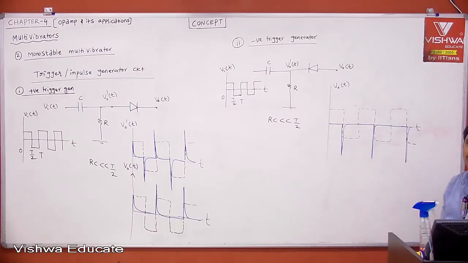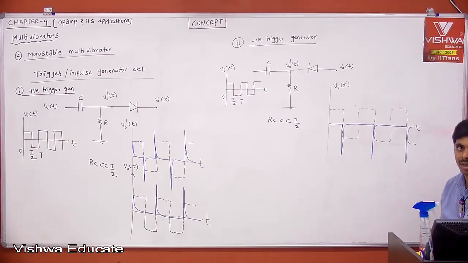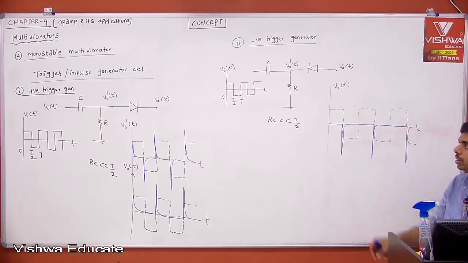Basically, this is a passive differentiator. Wherever you want triggers to change the state, because one of the states of a monostable multivibrator is stable, we need to disturb that state, then it will enter into another state. If that state is not stable and it comes back to the stable state, we have to disturb it, and we apply either a negative trigger or a positive trigger.